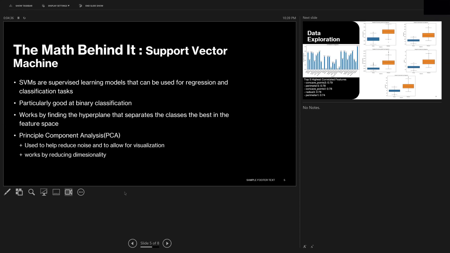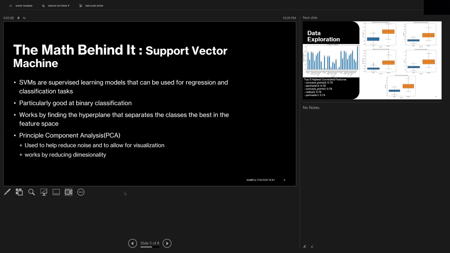So in classification tasks, SVMs can handle linear separability as well as non-linearly separable data by using techniques like the kernel trick, which maps the data into higher dimensions where it becomes linearly separable. Now, let's move on to principal component analysis, a type of analysis performed before we use the support vector machine on our data.